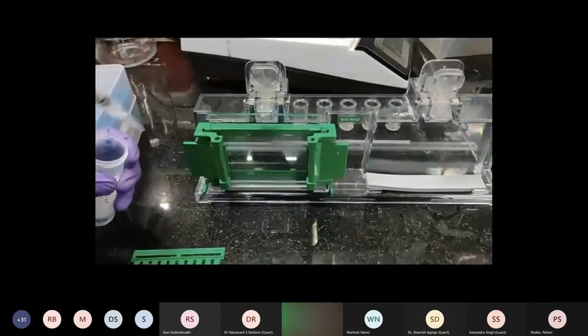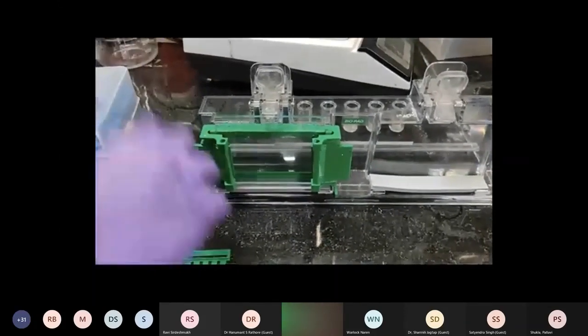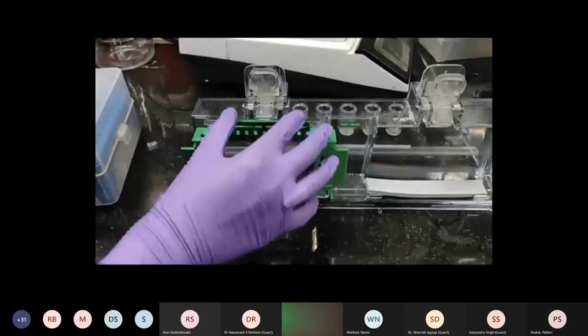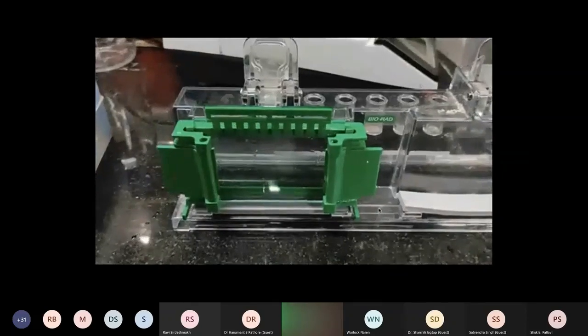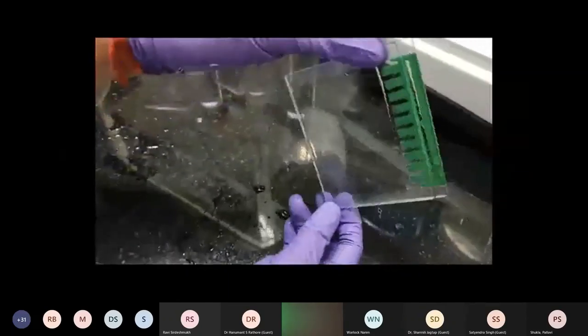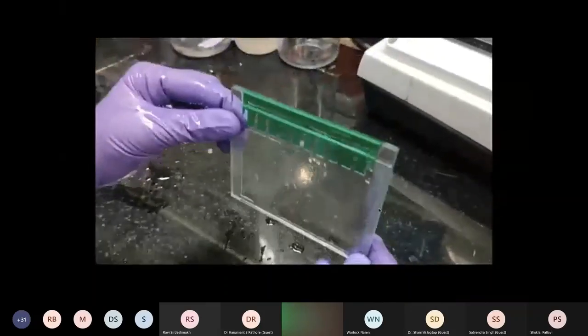Because we need to create wells inside it, now we will add the comb into the solution. Let it sit for solidification for some time. Now we can see the gel is casted. It is ready for performing electrophoresis.